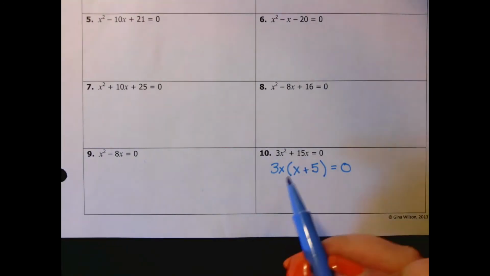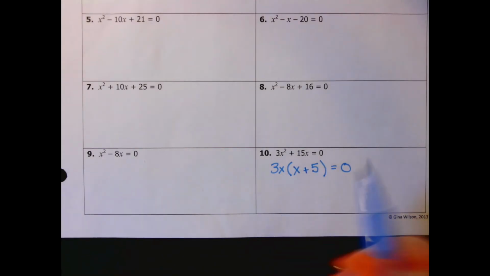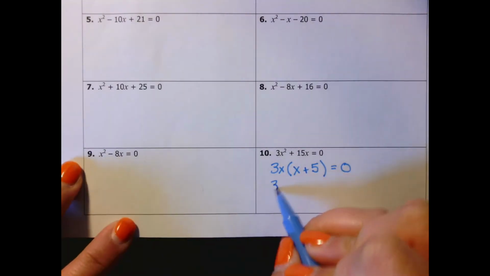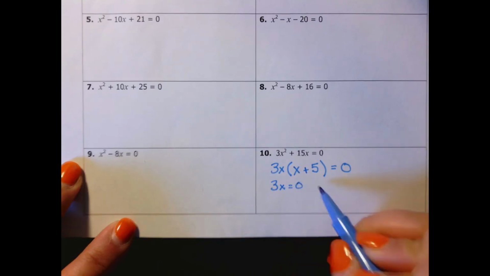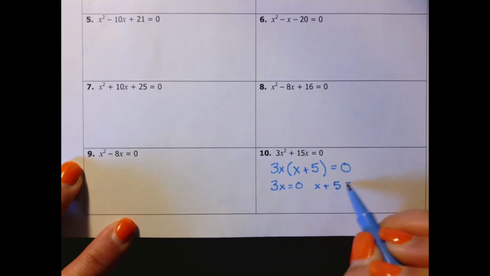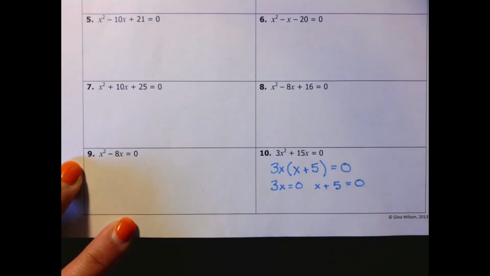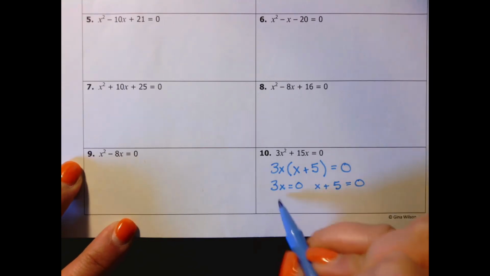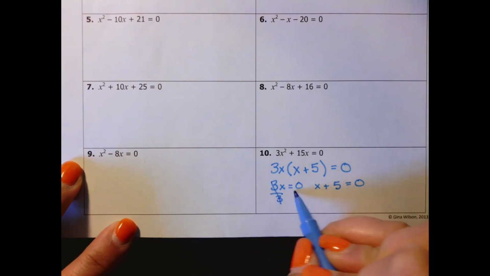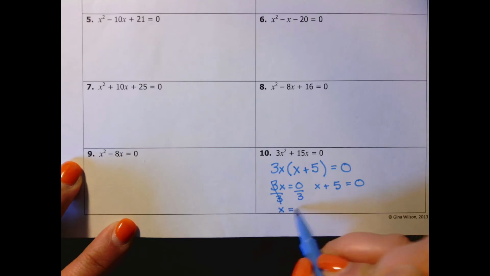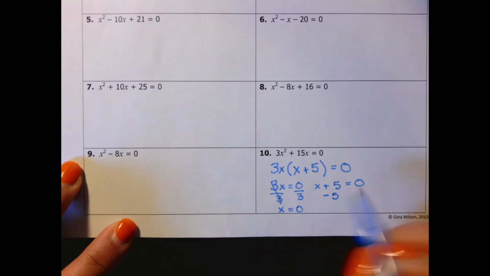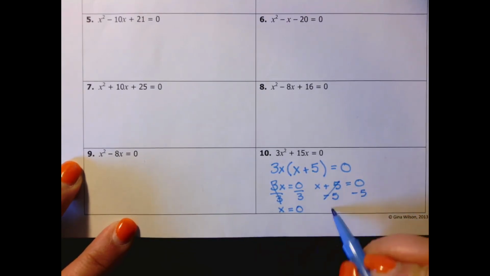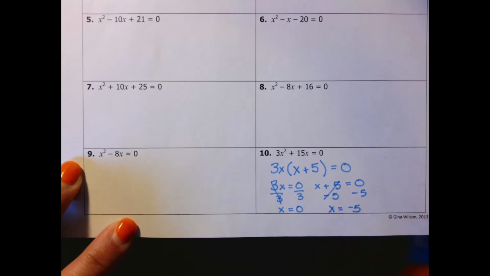Then I'm going to set each of these equal to 0. So I have 3x equals 0, x plus 5 equals 0. Solving each of these, divided by 3, minus 5, and then writing your answer.